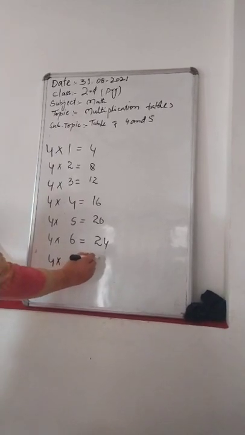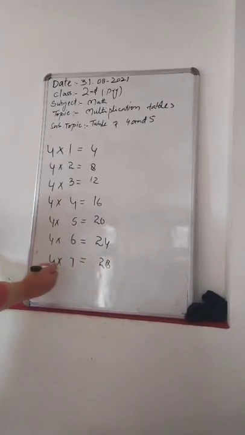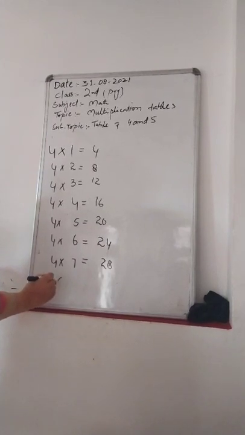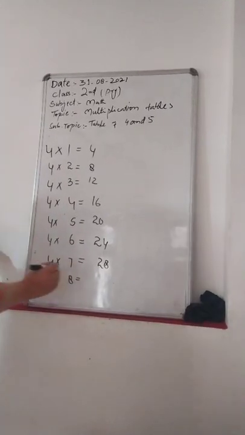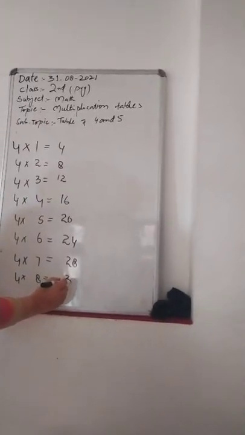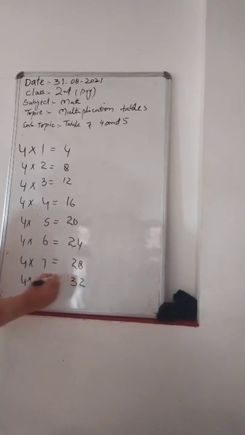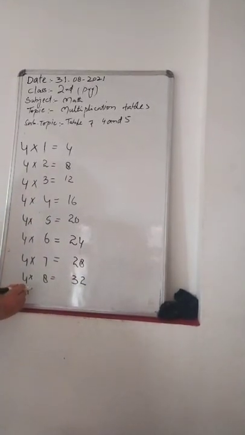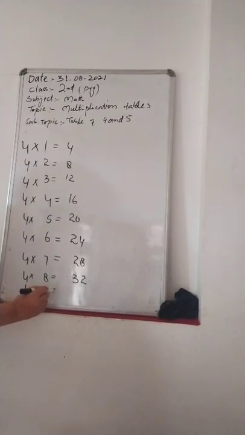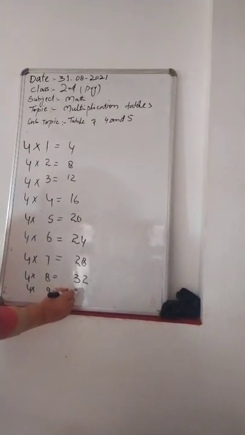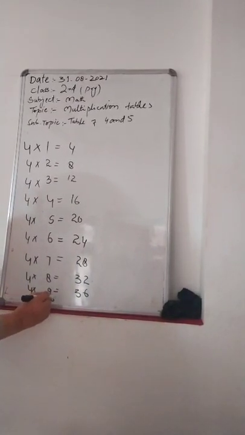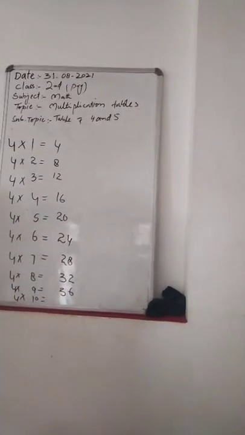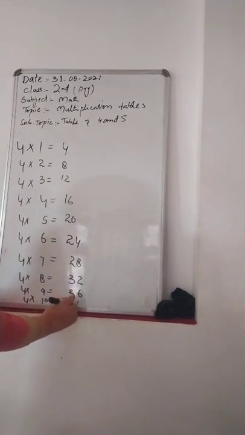4 sevens are 28, 4 eights are 32, 4 nines are 36, 4 tens are 40.